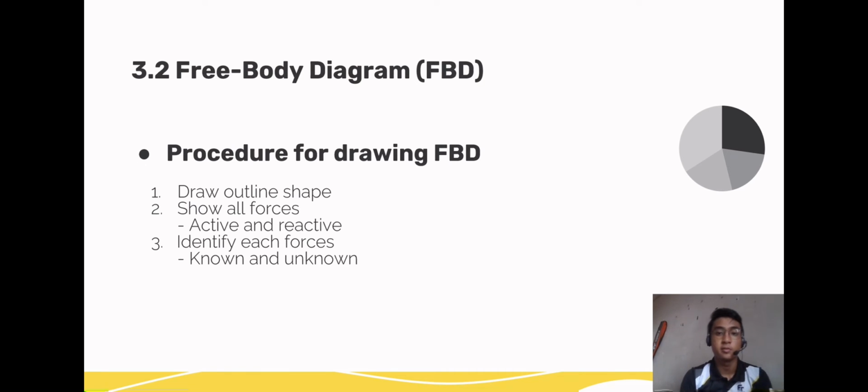To draw the free body diagram, we need to follow the procedure. It has 3 steps. First, we need to draw the outline shape, then show all the forces, both active and reactive. And last one, identify each force. If it is known, then show the magnitude and direction. However, if it is unknown, show the letters to represent it.